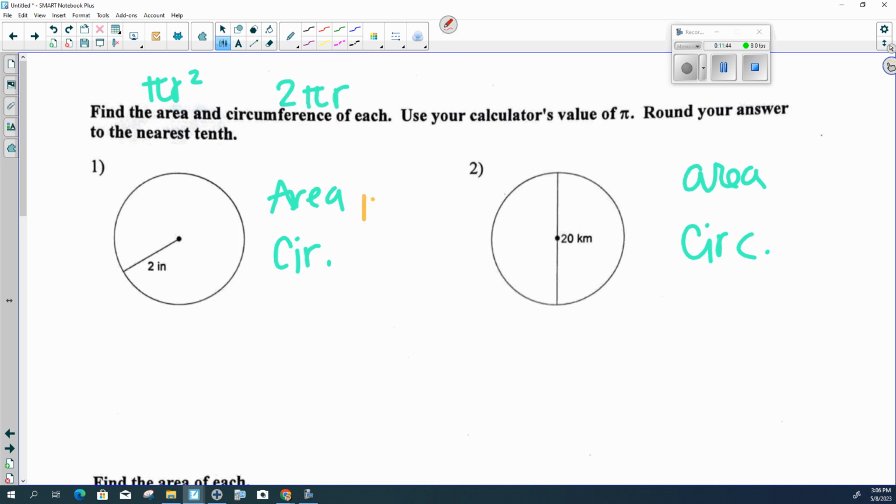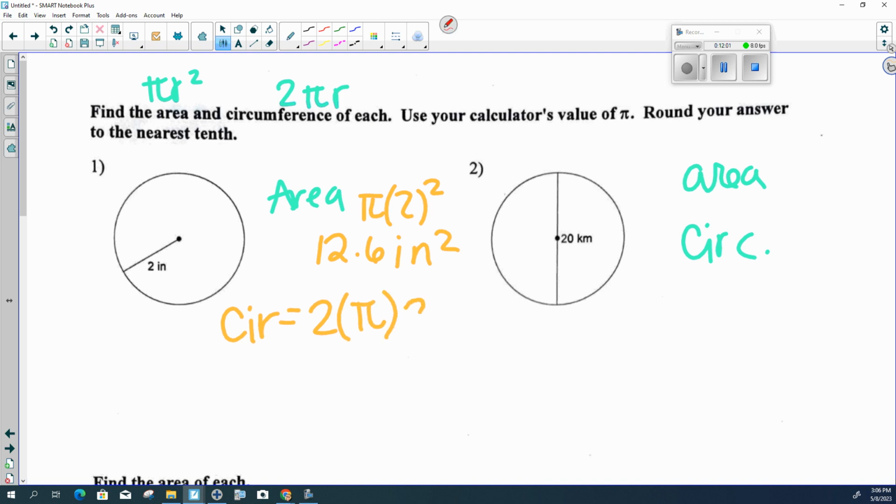So the area is going to be pi times 2 squared, which is 12.6 inches squared. And the circumference will be 2 pi r. And 4 pi is 12.6 inches. Whoa, they're both 12.6, which is really weird. But this one is square units, which fills the whole thing in. And this one is just like a measurement, like a measuring tape.